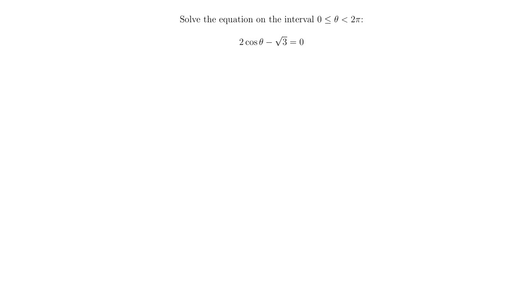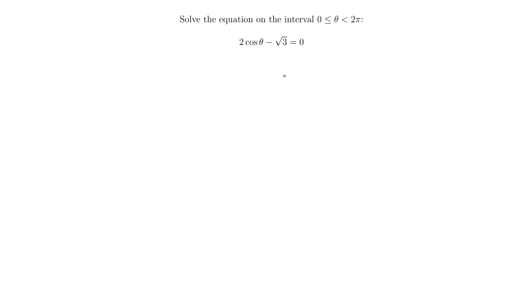I want to show you how to solve a trig equation. This example is going to be a fairly easy one, and then we'll work our way up to more difficult ones in later videos. So here I want to solve 2 cosine theta minus square root of 3 equals 0, and I want to find all solutions, all values of theta that satisfy that equation that are also between 0 and 2 pi.